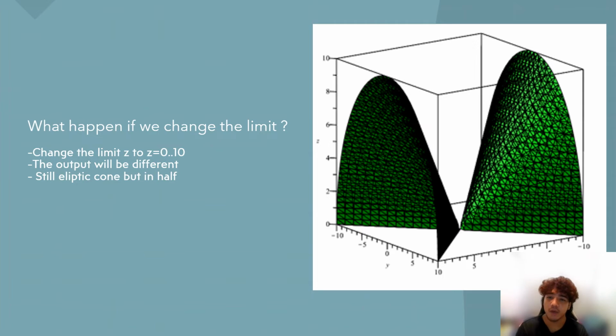So what will happen if I change the limit of the command? First of all, I change the limit of z from negative 10 to 10 to 0 to 10. So the output will be different. This is the output after I change the limit of z. This is still an elliptic cone, but this is only half of the elliptic cone.